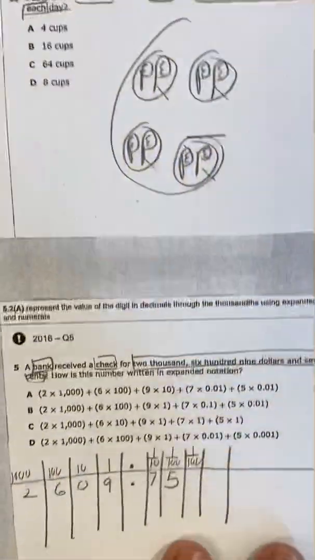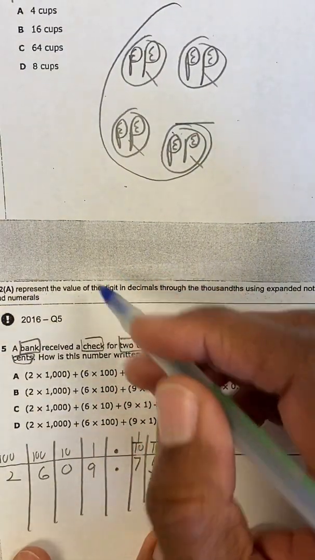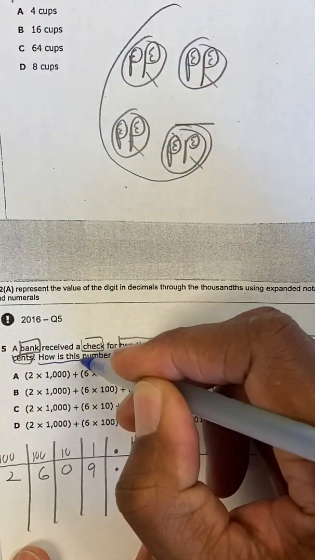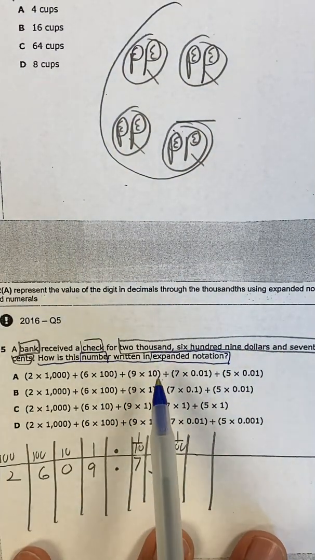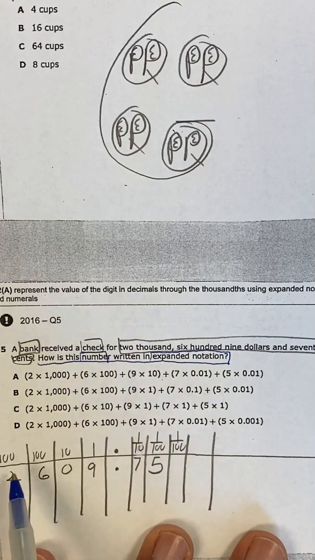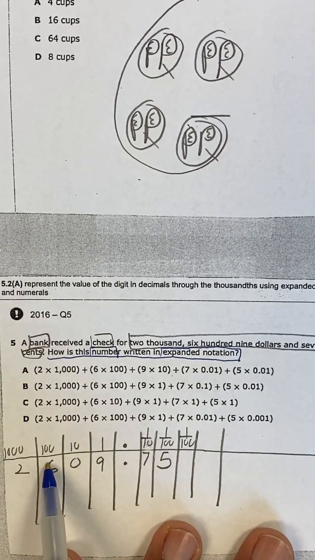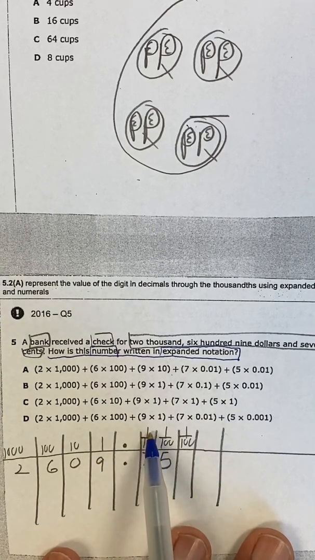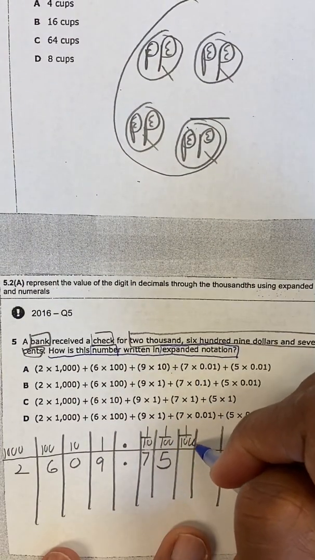All right, take a look at number 5. The question wants to know how is this number written in expanded notation? Okay, so once again, since this is an expanded notation question, I'm going to create a place value chart. Okay, so I have the thousands place, the hundreds place, the tens place, and the ones place. Then I have the tenths, the hundredths, and the thousandths place.